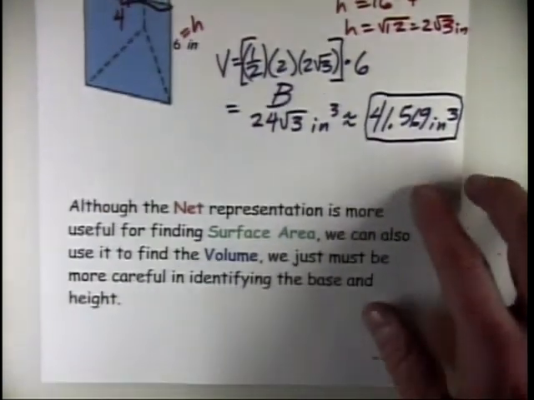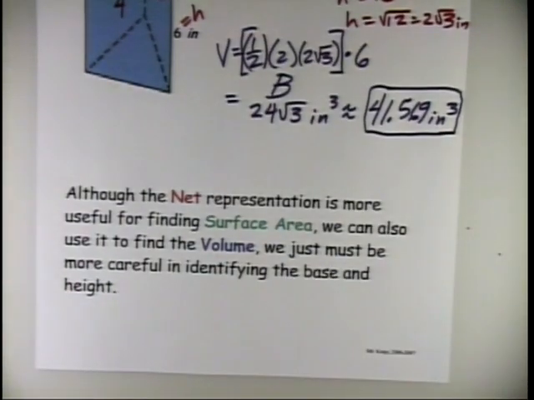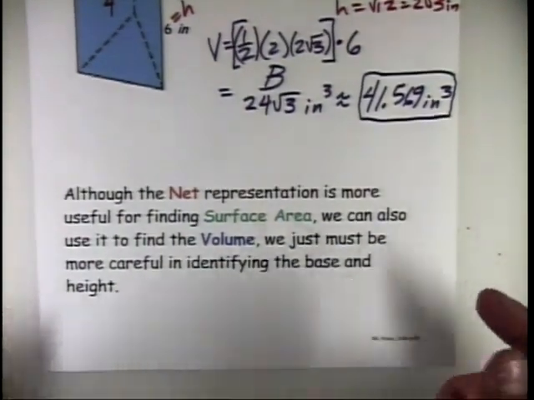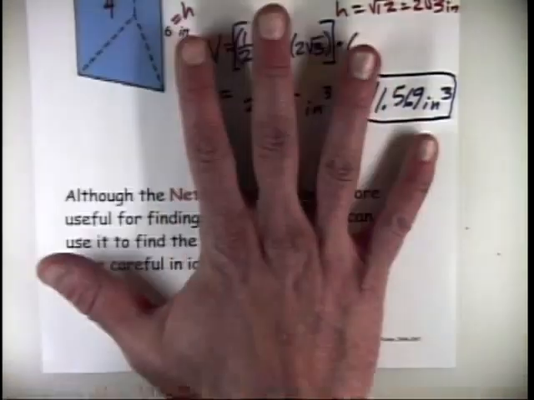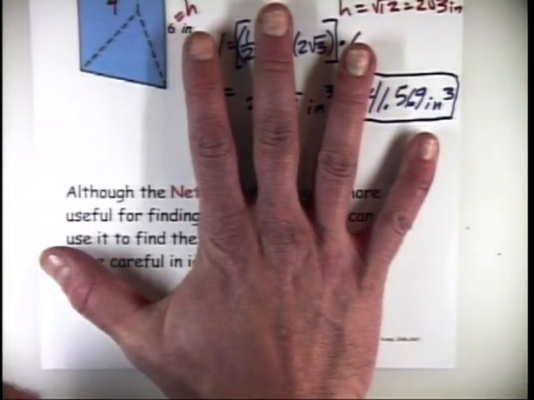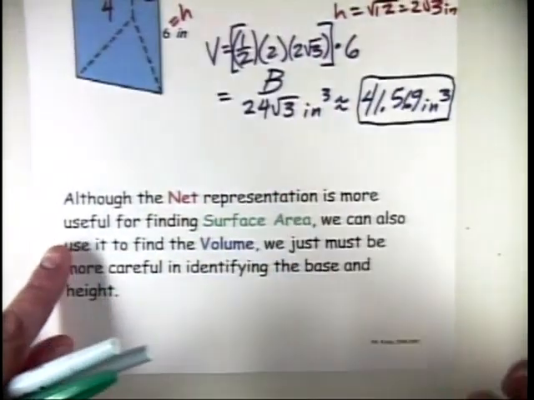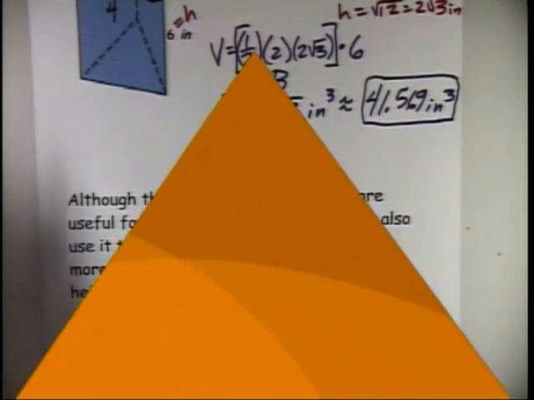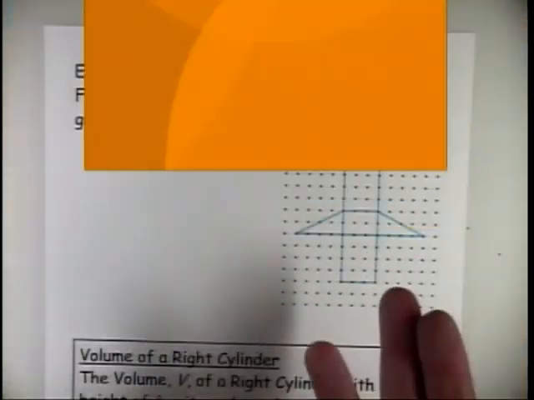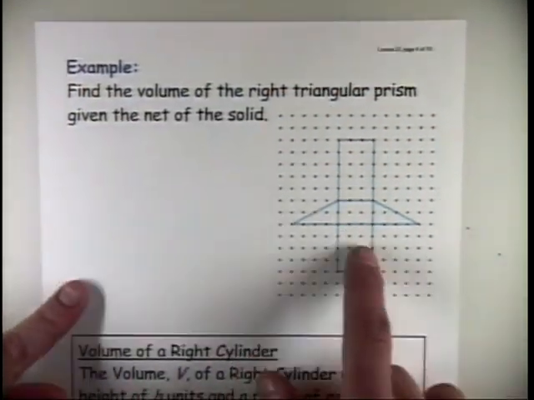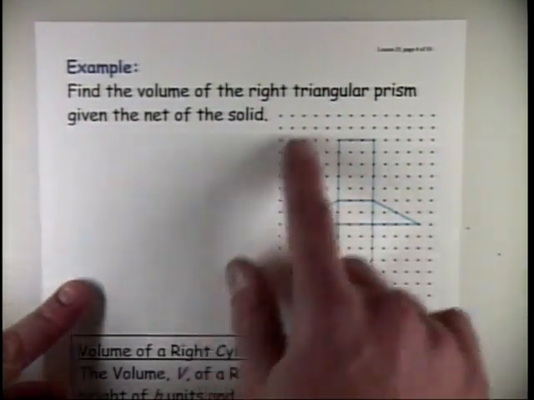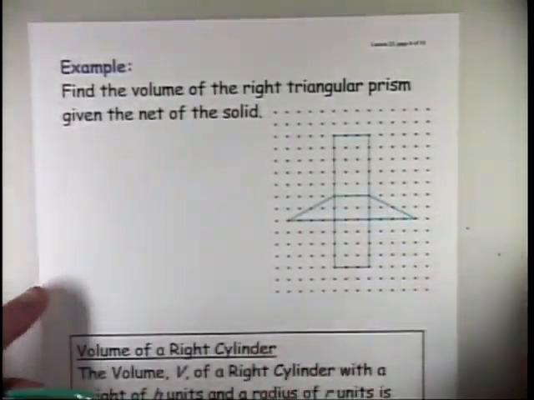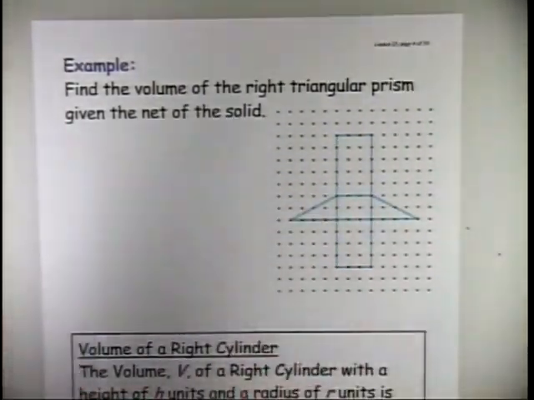Okay? Now, we also looked at nets last time, and nets were especially useful to helping us find the surface area, because we're just looking at a flat representation, so we're seeing all the sides. Well, we can also use a net to help us calculate the volume. We just have to be a little more careful and a little more deliberate in identifying the sides. Let's have a look-see. In this example, we want to find the volume of the right triangular prism that's given by this net. Now, this kind of looks like a nice airplane with a big flat nose here.